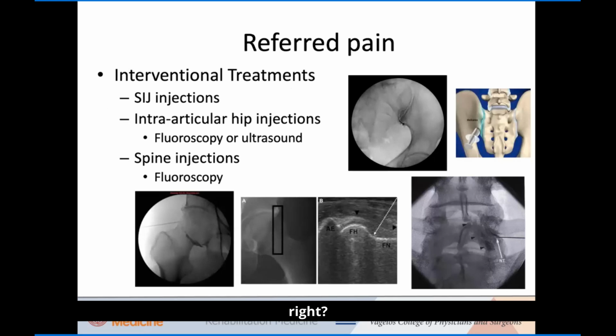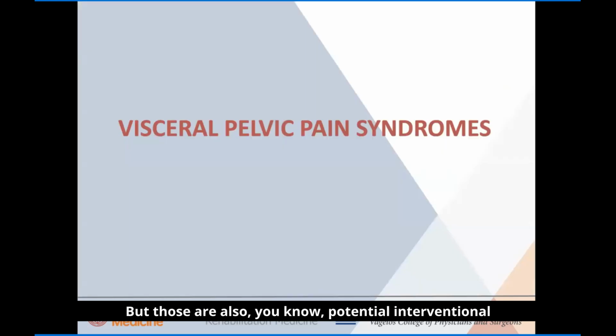For referred pain, right, because we talked a lot about this overlap, whether it's from the spine, the hip, the SI joint, et cetera. Sometimes targeted injections into those areas, right, those joints or a nerve that's maybe pinched in the spine, for example, can be helpful. And so these are just some pictures of different types of injections that can be done for that. But those are also potential interventional techniques that we'll use.